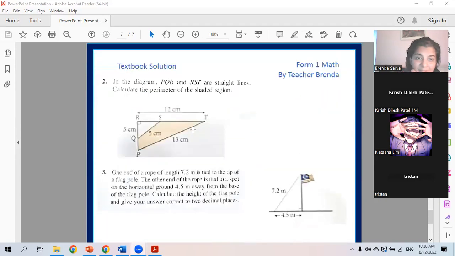All right. I'm going to make it a bit fast, guys. In the diagram, PQR and RST are straight lines. Okay. Where is PQR? PQR.